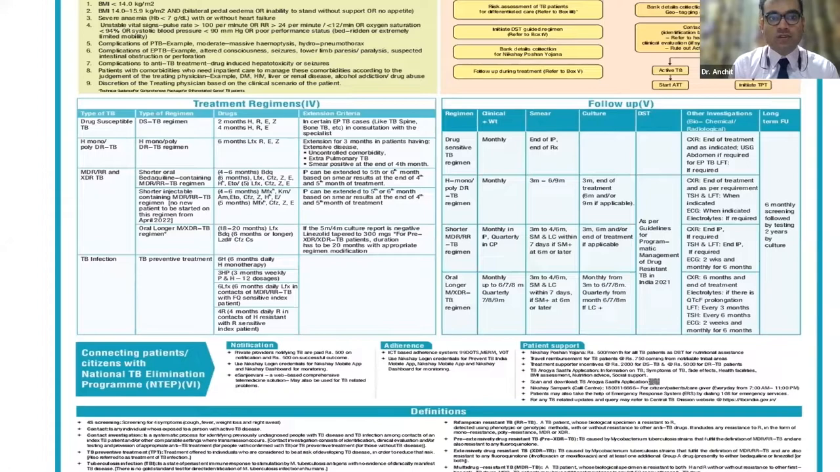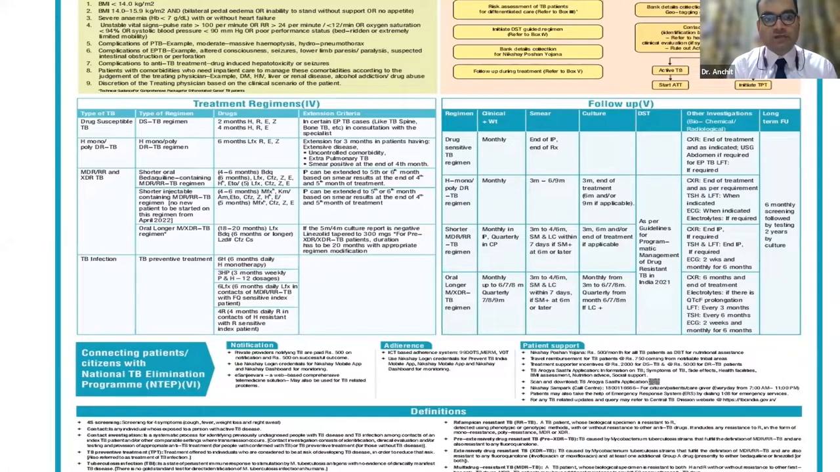And of course, there are basic criteria for starting this regimen. Some factors have to be taken into account: the patient should not have taken any kind of fluoroquinolone for more than 1 month previously, and the patient should have a DST which shows sensitivity to all the fluoroquinolones. So this has to be taken into account.